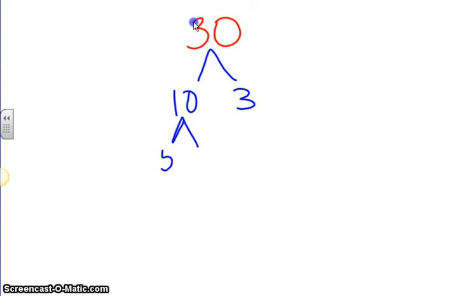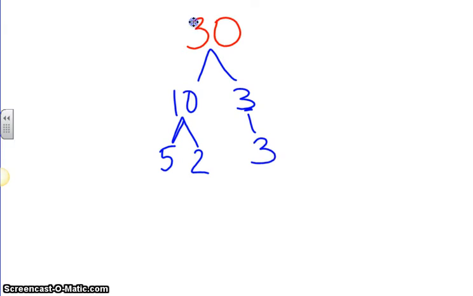10 breaks down into 5 times 2, and 3 does not break down, because the only thing it would break down into would be 3 and 1, and we don't write a 1 in our prime factorization because it looks like this little bar right here, and we don't want to confuse the two. So we never write it down any further if it only breaks down into 3 times 1. We just bring it down.